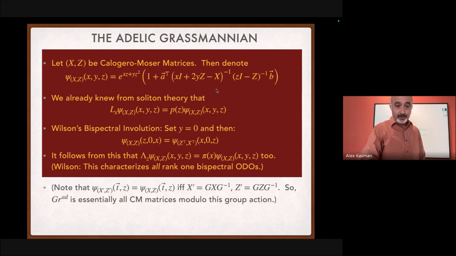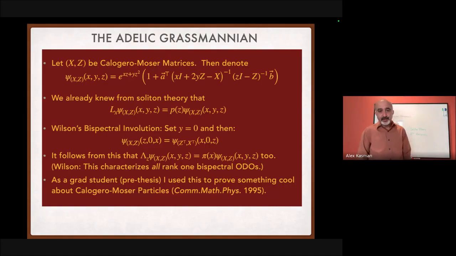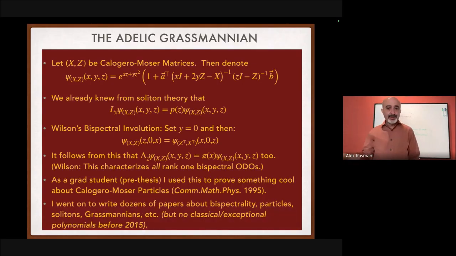I learned about this stuff when I was a grad student. Before I even had started on my thesis, I proved a result about Calogero-Moser particles using this result that Wilson had. And it got published in Communications in Mathematical Physics in 1995. I don't have time to tell you about it, but that was a pretty exciting thing for a grad student who hadn't even started his thesis yet. And a lot of what I did later for the next 10 years revolved around these things: bispectrality, particles, solitons, Grassmannians, etc. But I didn't do anything with classical or exceptional orthogonal polynomials before 2015. So that was the background.